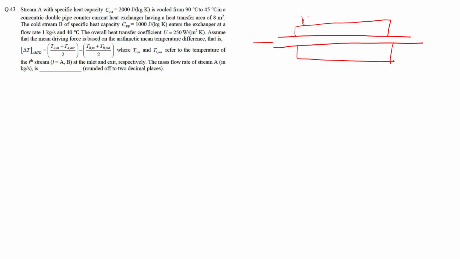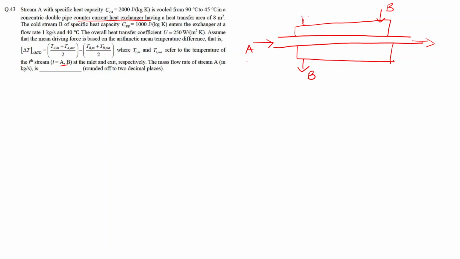So let's just draw a schematic in which this is my tube side. This is the shell side. Let's just assume that the A stream enters the tube. Okay, so A enters from here, and we have been given a countercurrent heat exchanger, so B will enter from this side and leave from over here.